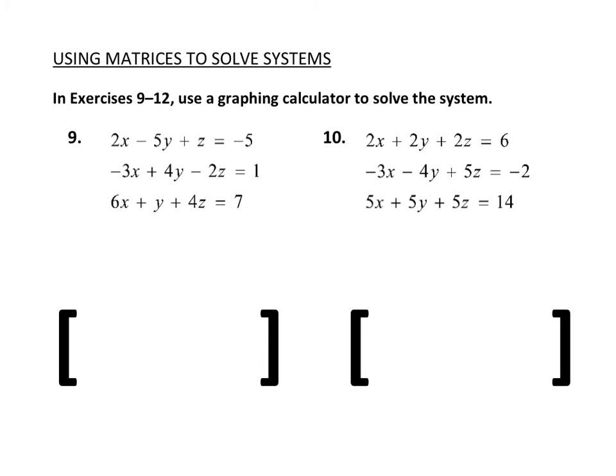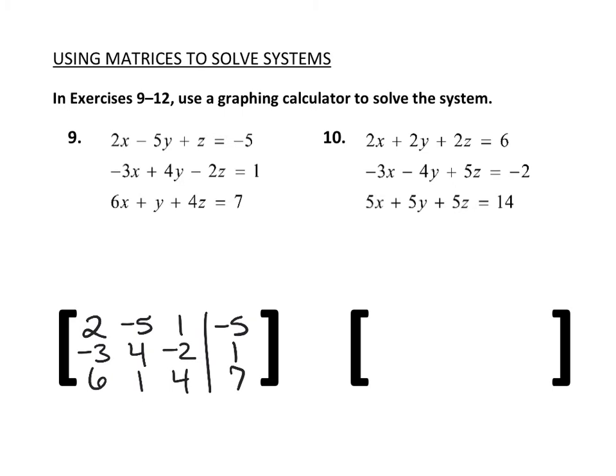First things first, we want to write the augmented matrix so that we know what we're going to be typing into the calculator. So for number 9, the matrix would be 2, -5, 1, and then -5, -3, 4, -2, 1, 6, 1, 4, and 7. We haven't lost how to do that, right? Does that make sense to us still, how to write it? Yeah. Great. Now it's going to require a bunch of typing in your calculator for you to be able to do it. So everybody follow along with me on this one so that we can do this together.